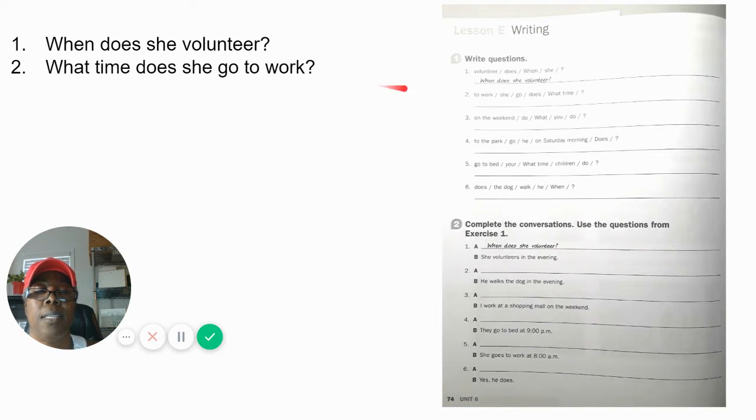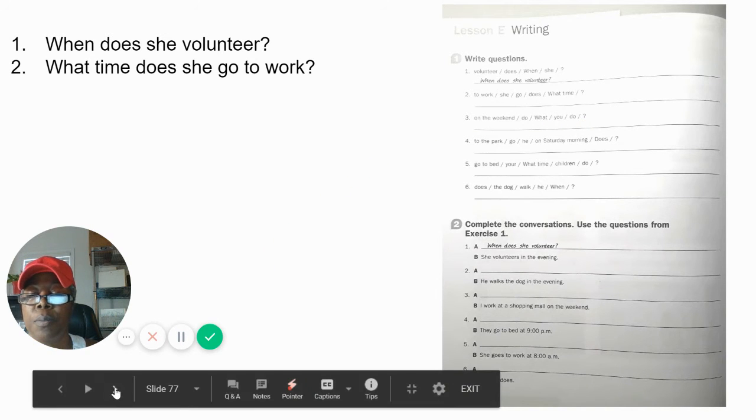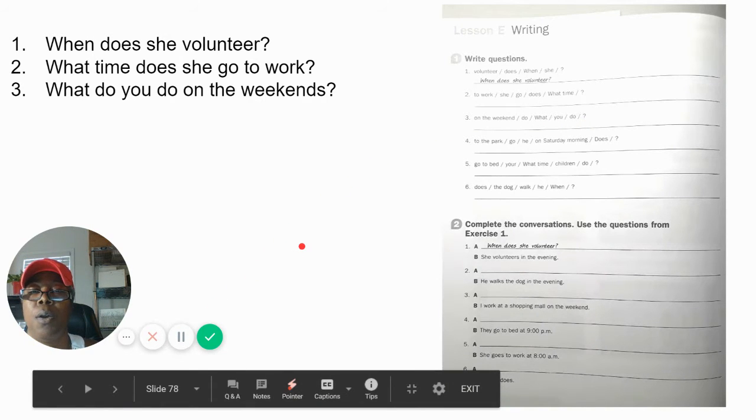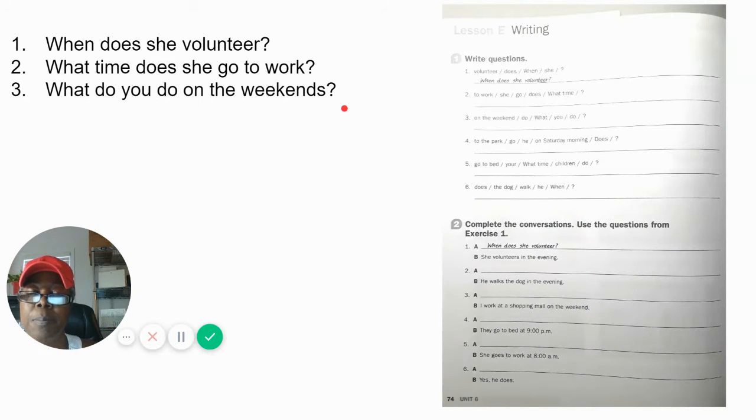Number three, on the weekend, do, what, you, do, question mark. And our answer, what do you do on the weekends? Now I want to point out something. You notice right here it says on the weekend, and you notice I wrote on the weekends.